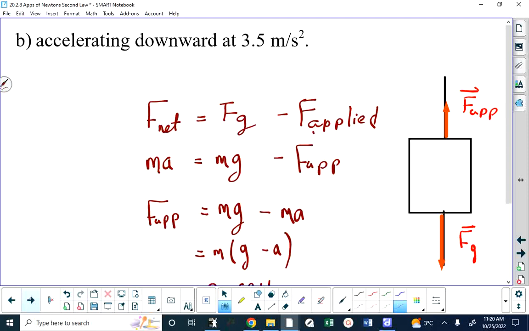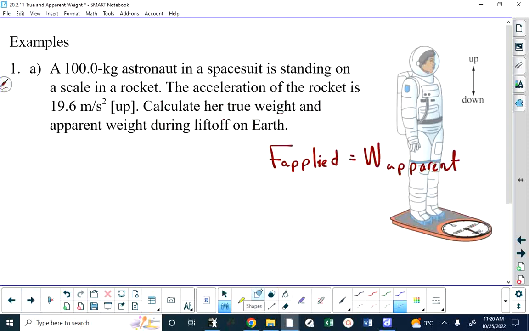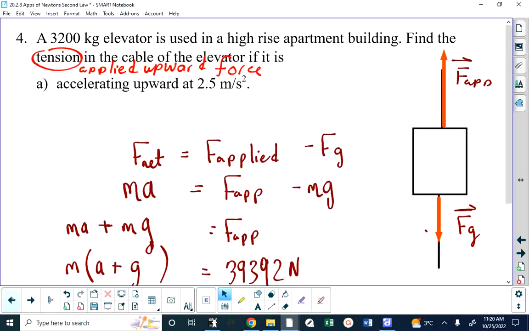What I'm telling you in this lesson, what I just wrote, is the applied force is the apparent weight. So when we take a look at this, this is the apparent weight right here. Except you wouldn't be using the mass of the elevator, you'd be using the mass of yourself.